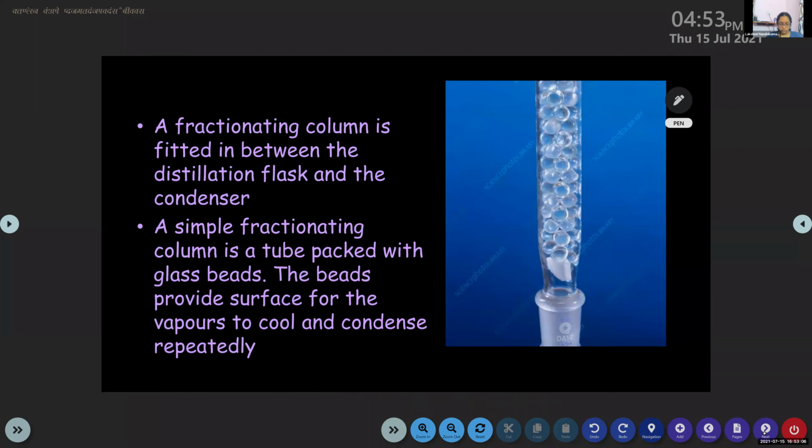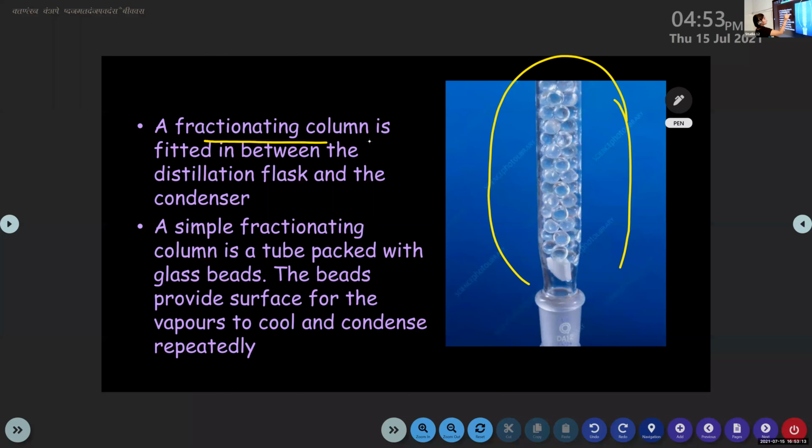Now about the fractionating column. This is the actual image of a fractionating column. A fractionating column is fitted in between the distillation flask and the condenser. You can see that it is situated in between the distillation flask and the condenser, right? That means in between the thermometer and distillation flask, and the condenser is also along with that.